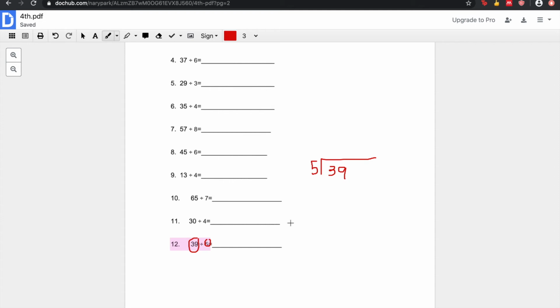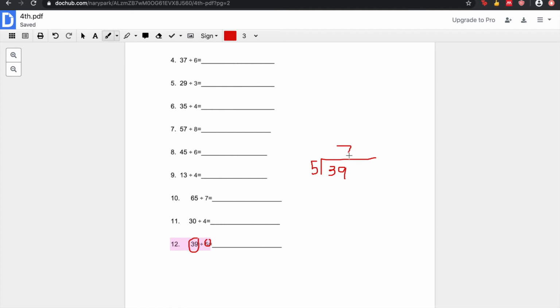5 times 5 is 25, not close enough. 5 times 6 is 30. And 5 times 7 is 35. But 5 times 8 is 40. We go over. We cannot go over. We can only go closest to the number, but we cannot go over the number. So in this case, we have to use the number 7, right? Because that's the closest. Because 7 times 5 is 35.